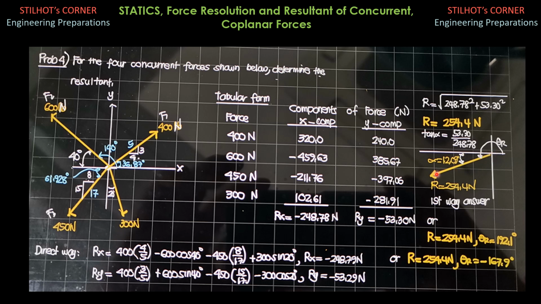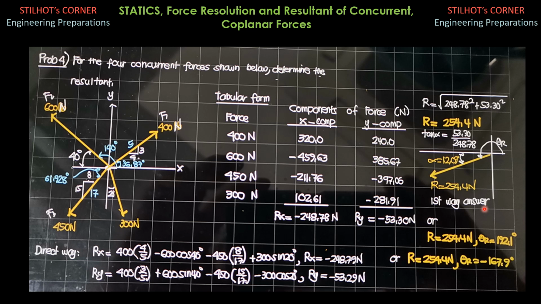So it's here, directed down to the left, and this is the resultant, 254.4 newtons. Then tangent of this angle, which I call alpha, is 53.30 newtons over 248.78 newtons, disregarding the signs because we are physically computing this angle alpha, and it is equal to 12.09 degrees. Therefore, one way of presenting the answer is you just draw this direction of R, put the magnitude, and put that angle it makes with the horizontal or with the x-axis. Then this is one set of answer, one way of answer.